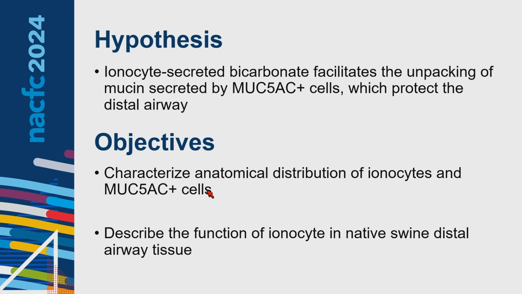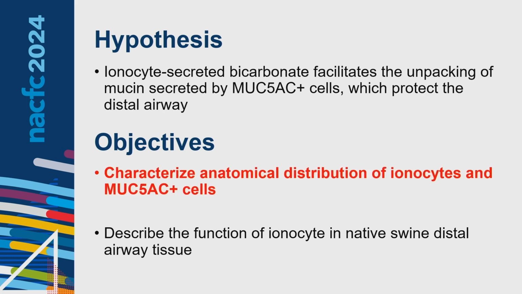We hypothesize that ionocytes secrete bicarbonate to facilitate the unpacking of the mucin secreted by the mucin 5AC positive cells, which helps protect the airway. However, this mechanism may fail in the CF airway. So our goal is to find where the ionocytes and the mucin 5AC positive cells are located in the distal airway in native swine distal airway tissue. And then we want to know the function of the ionocytes in the native swine distal airway tissue.